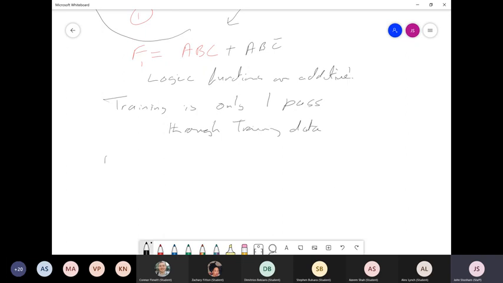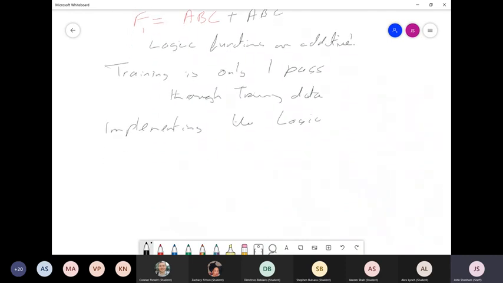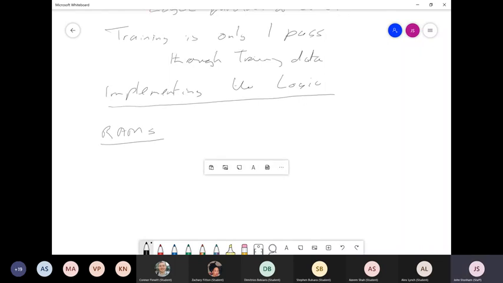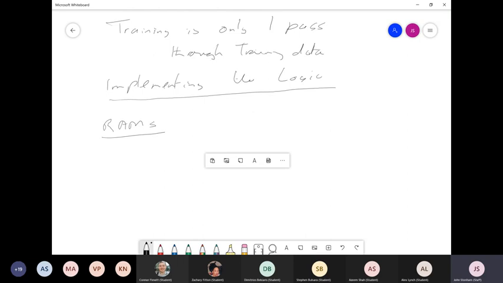Now, implementing the logic functions. We are going to use random access memories. Now, again, when this idea was first proposed, we didn't have RAMs, so a special device called a SLAM was produced, which stood for Stored Logic Adaptive Microcircuits. It was essentially a RAM, but at the time we didn't realize it was.